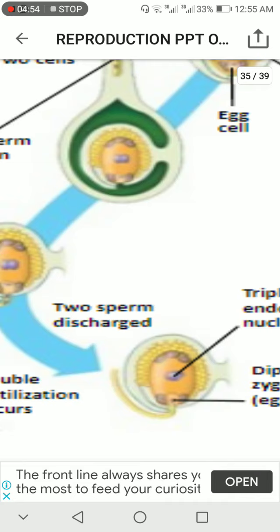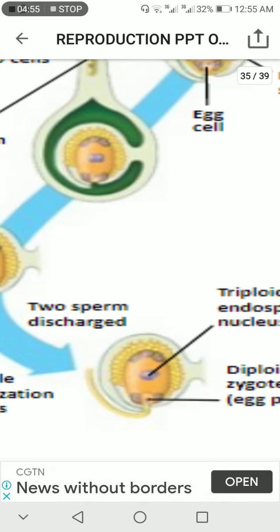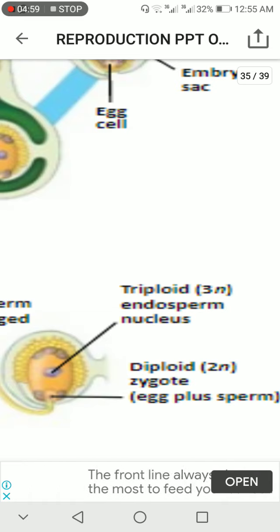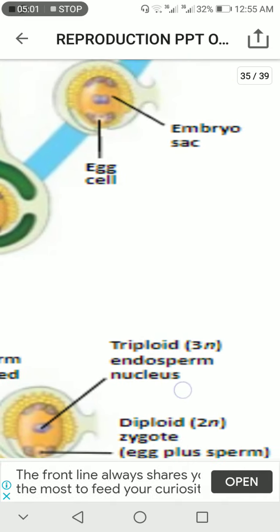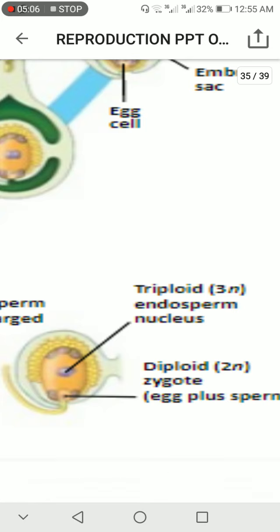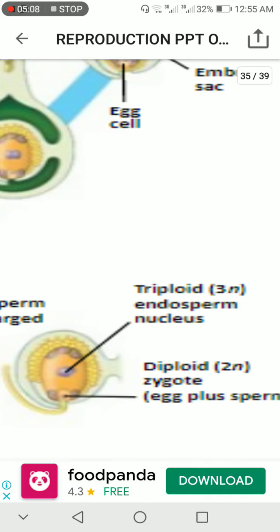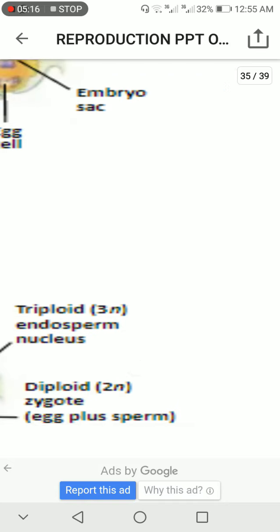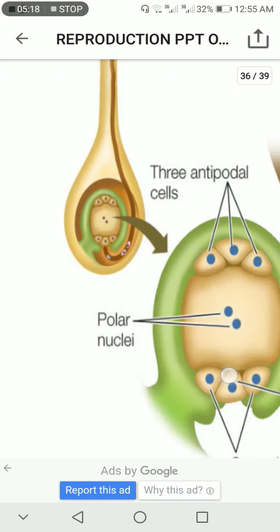When the pollen tube reaches the egg apparatus, or embryo sac, it is going to release both of its sperm nuclei. One is going to fertilize the egg, and another is going to fertilize the endosperm nucleus, which makes a triploid nucleus.